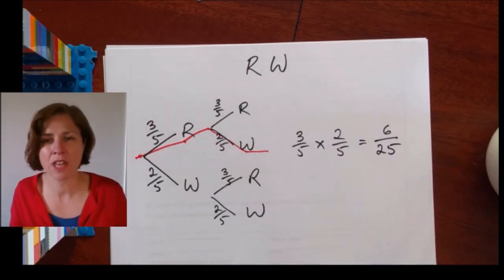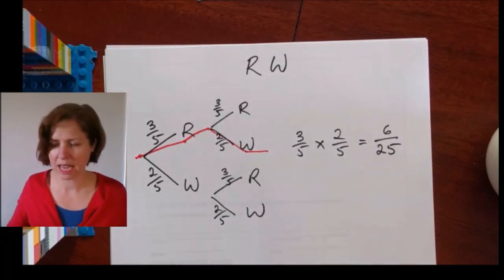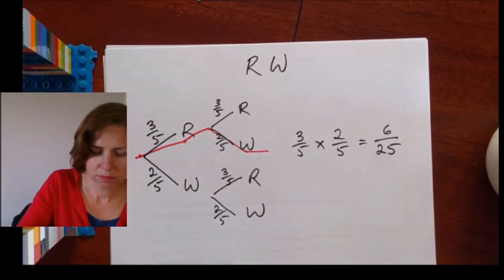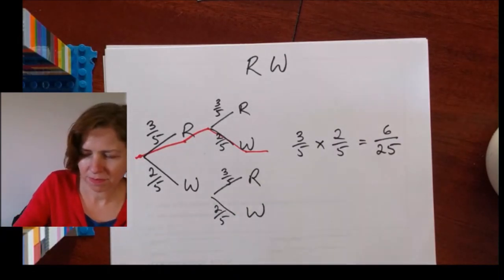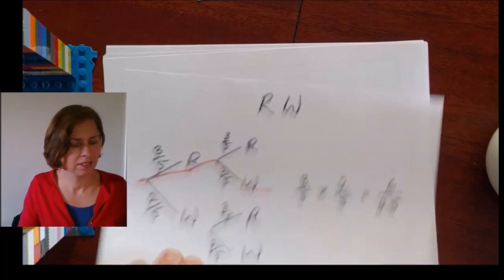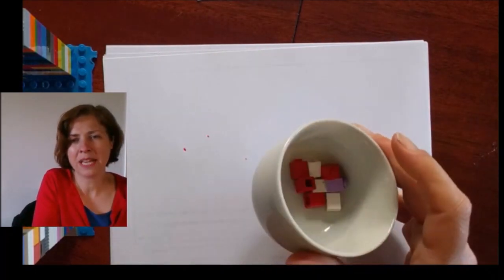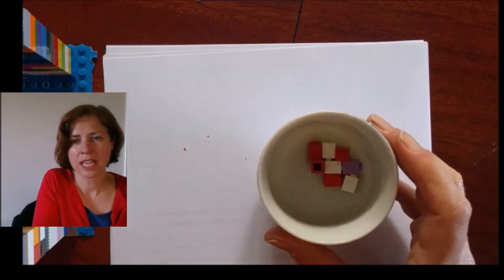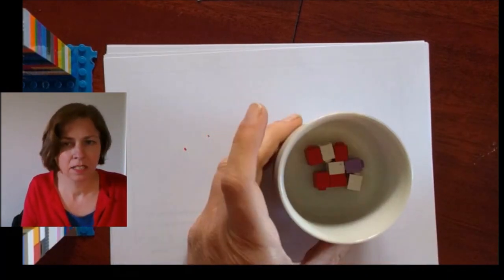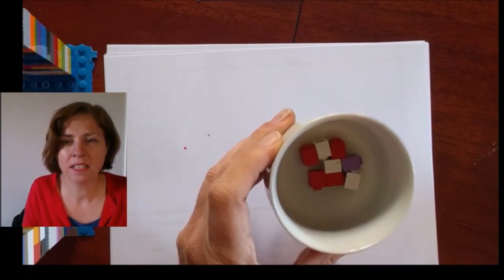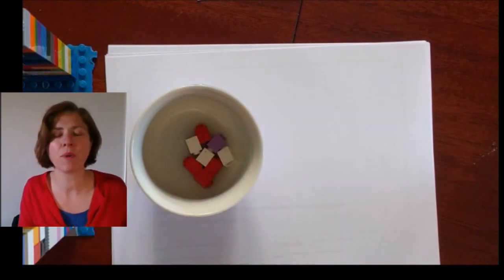So I don't need to do that array every time. I can use a tree diagram. Let's do a different example. Okay. I'm going to draw 2 pieces from here, and I'm going to calculate the probability. Now, you can see there, I've got 4 red, 3 white, and 1 purple. Let's do a 2-step experiment and see what we get.